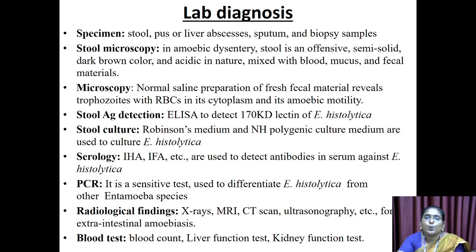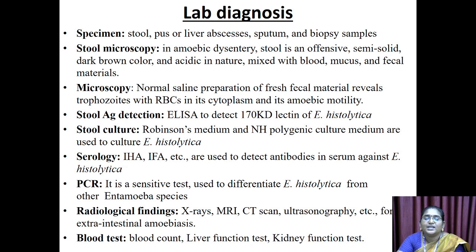Stool microscopy. In amoebic dysentery, stool is offensive, semi-solid, dark brown in color and acidic in nature, mixed with blood, mucus and fecal material. Microscopy. Normal saline preparation of fresh fecal material reveals trophozoites with RBCs in the cytoplasm and amoebic motility.